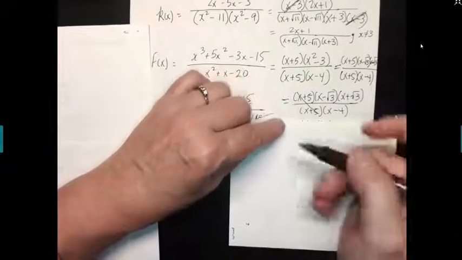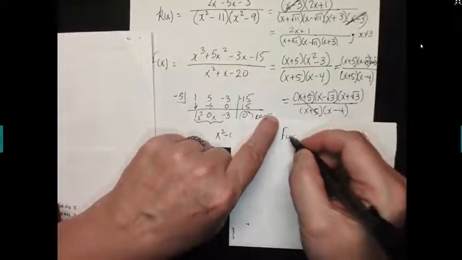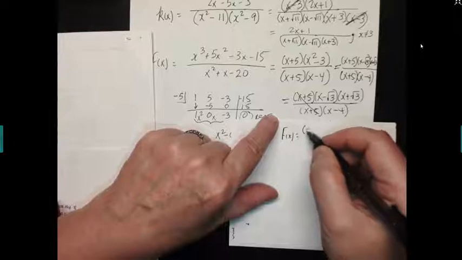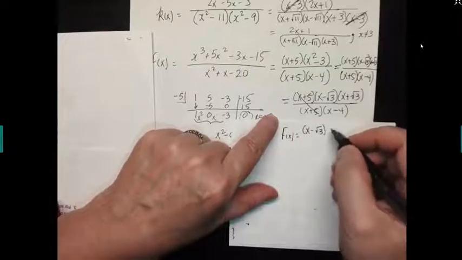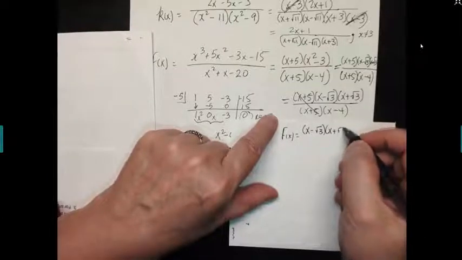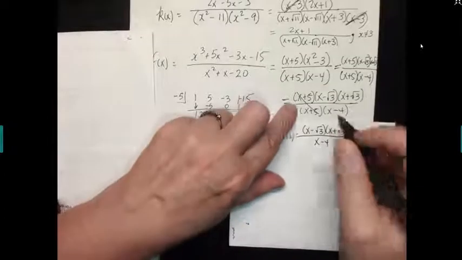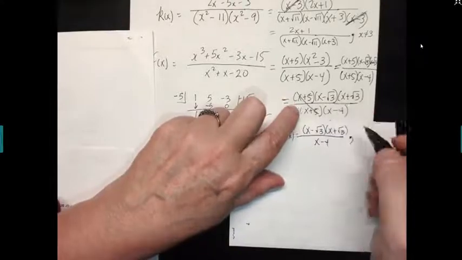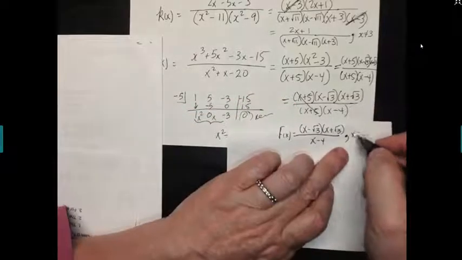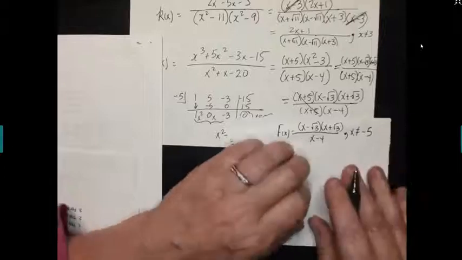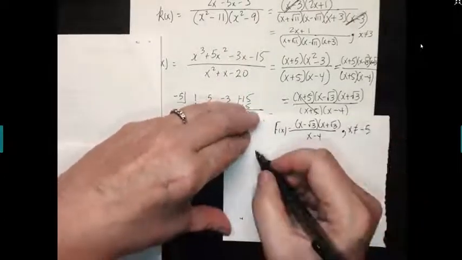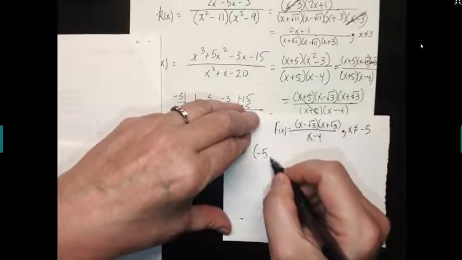So in lowest form, I'm going to have x minus the square root of 3 times x plus the square root of 3 all over x minus 4, but I must include, I only made this cancellation if x was not equal to negative 5. So I have one hole, and it will be at negative 5.